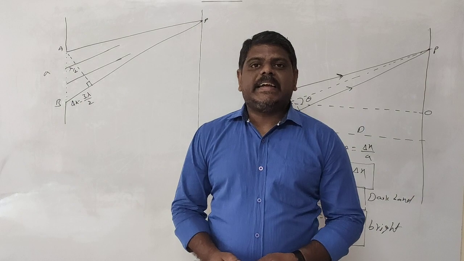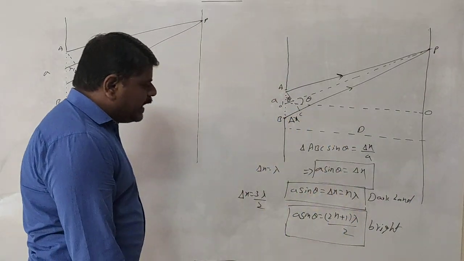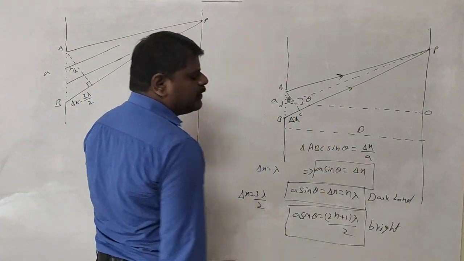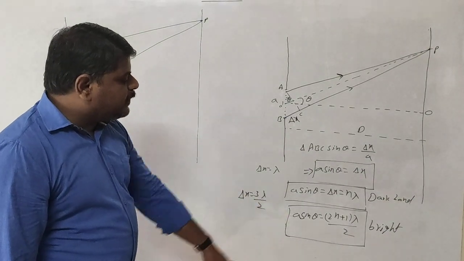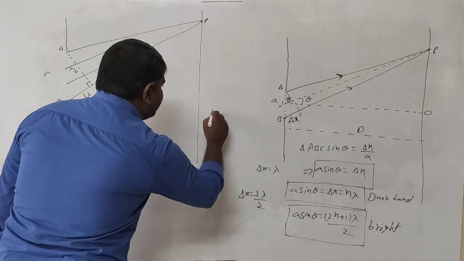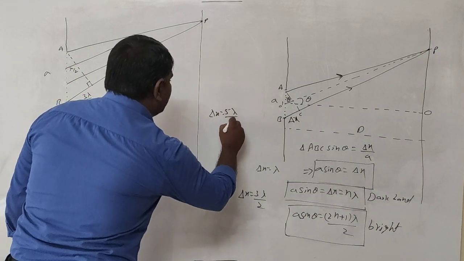Next we are going to discuss the second secondary maximum. Second secondary maximum means n is equal to how much you have to take? n is equal to 2 you have to take. Then it will become 5 lambda by 2. That means the path difference delta x is equal to 5 lambda by 2.